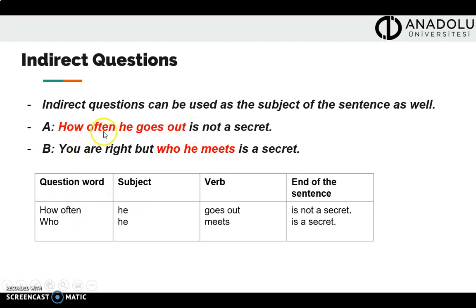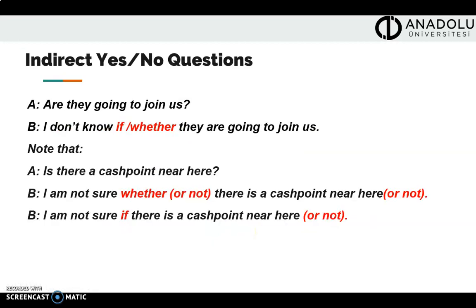As you see, after how often, we just use subject, verb, and object. I mean the sentence word order, and again the main verb is. How often he goes out is the subject, is the main verb of the sentence. Who he meets is a secret. Okay, here is the main verb of another sentence. So who he meets is the subject of a sentence.